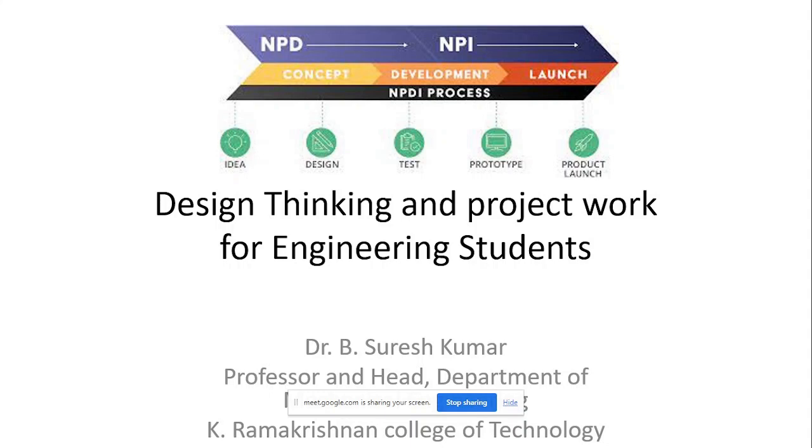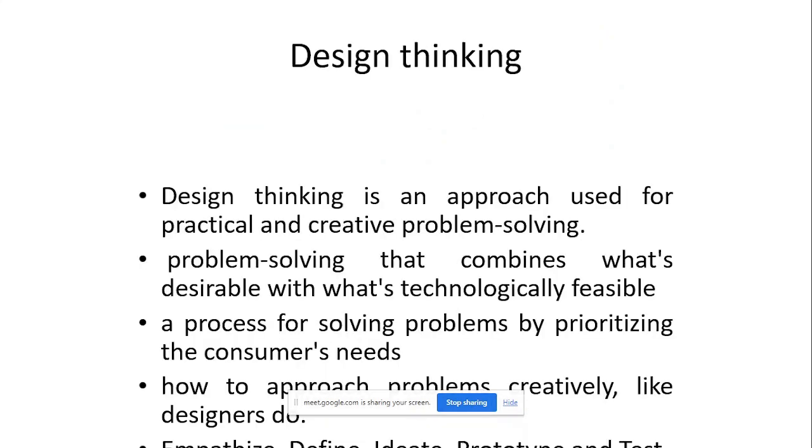Today we can discuss the topic of design thinking and project work for engineering students. So here is how the design work is started. Design thinking is an approach used for practical and creative problem solving. What is problem solving? I already told you how to make a different diameter bore with a single toolbar, which is the problem. How do I solve that problem, which is the major question in engineering industries. Engineering industries means the engineering industrial shop floor. So you should be aware of how to solve the problem and how to identify the problem.